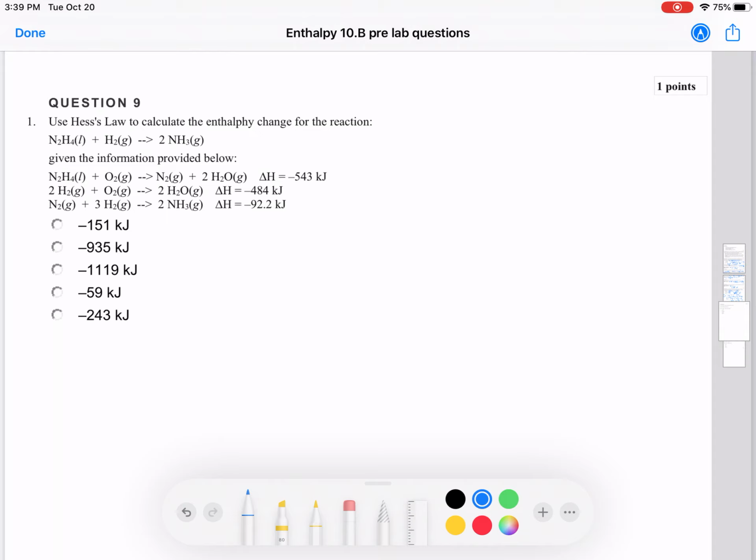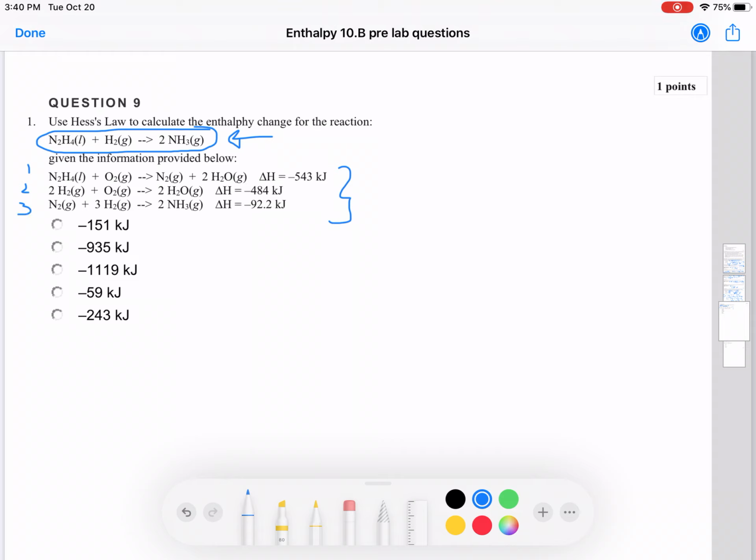There are two that we're going to do. This is the target reaction that we want to find the enthalpy of: N2H4 liquid plus hydrogen giving you 2 ammonia gas. We are given 3 different equations with their enthalpies. What we are going to do now is rearrange these 3 equations. Once we rearrange them and add them up, we're going to get this target reaction. Let's look at the first one. I'm going to label them as 1, 2, 3.